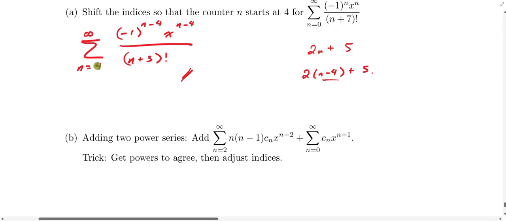And you can confirm, if I let n be 4, I would have, say, 7 factorial down here, which is the same thing in this construction of the series. If I let n be 0, I still have 7 factorial. And everything else aligns as well.